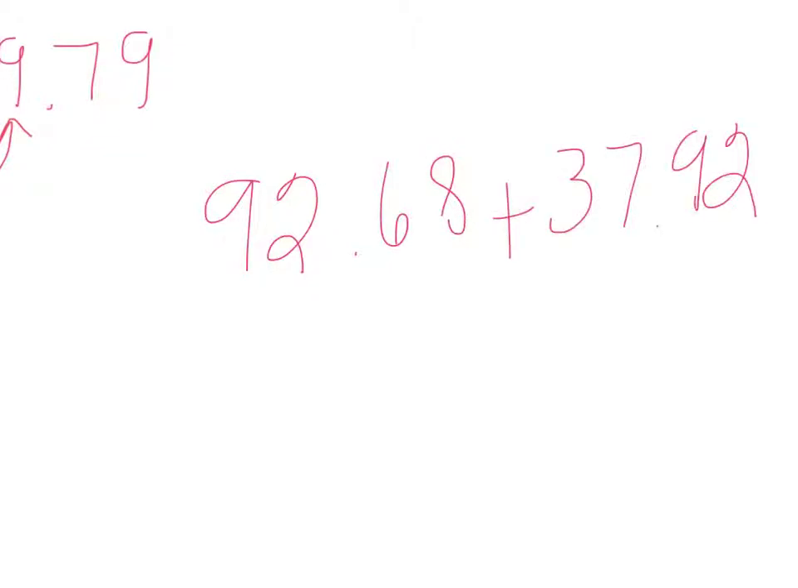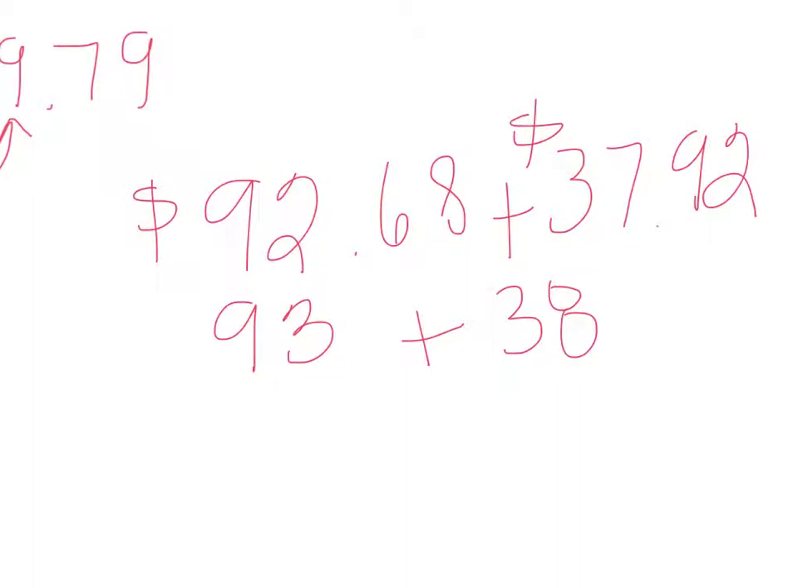And to the nearest whole number, again, gosh, life is so much easier if we just think about money, right? So I'm going to put my pretend money sign there. I know that $92.68 is closest to $93. And $37.92 is closest to $38. And we can go ahead and add those two. So it would be 93 plus 38, and you get 131.